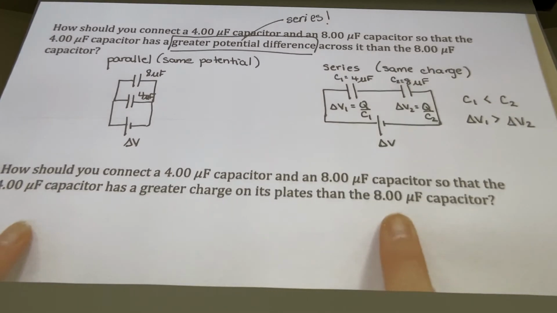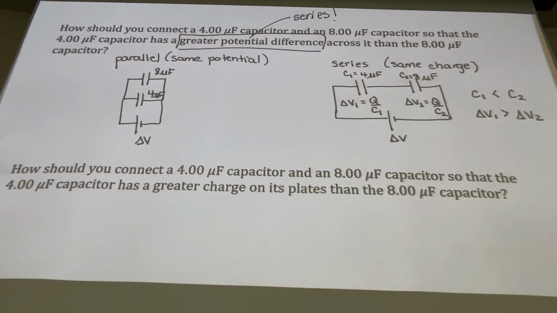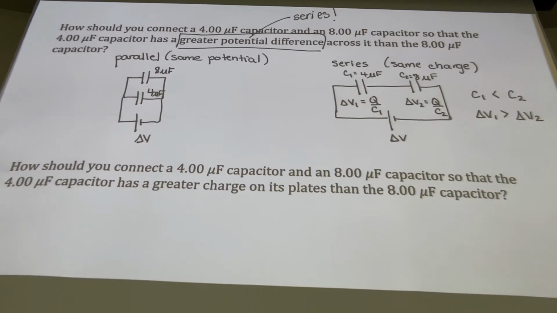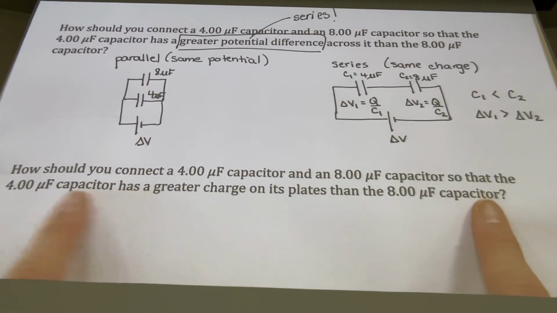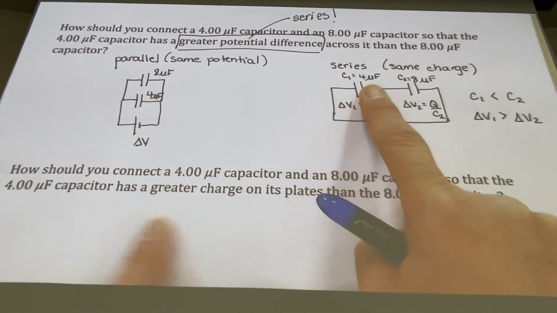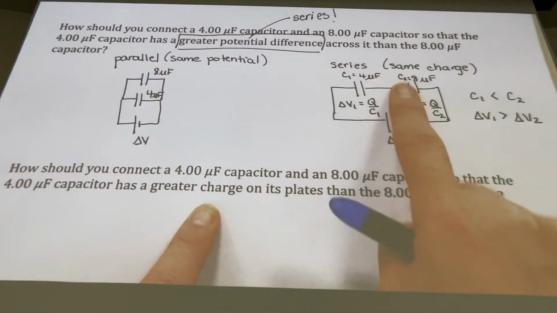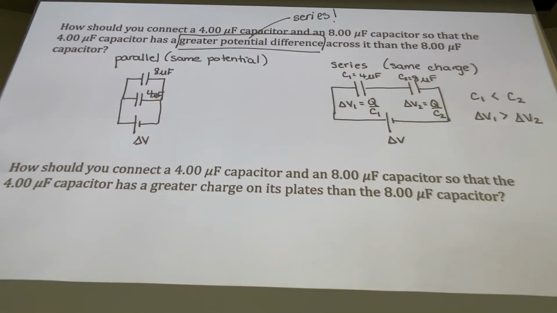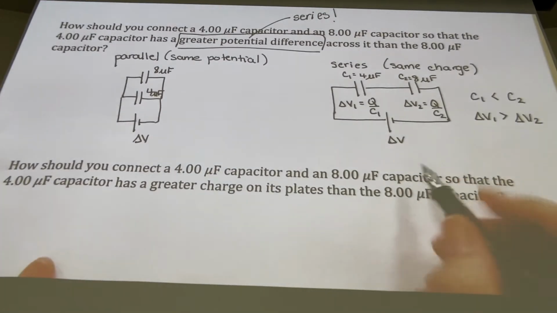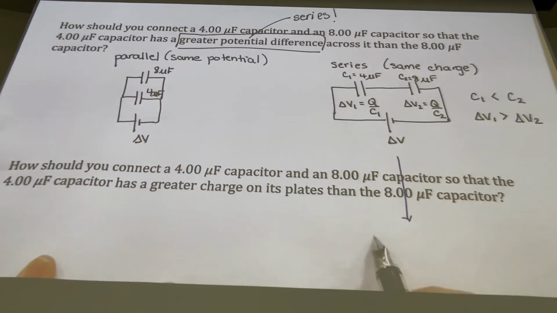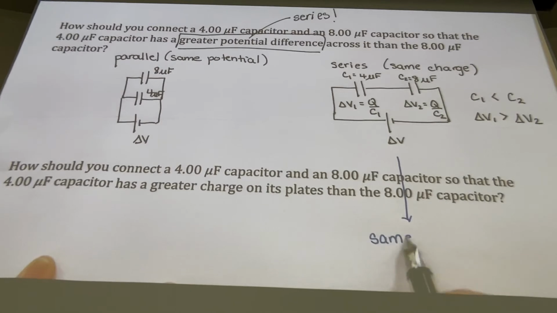Okay, next bit. So I guess now we've identified which one is the trick question since it wasn't the first one. How can we connect them so that the 4 microfarad has a greater charge? Right off the bat, if we continue thinking about our series combination, series has the same charge, so that's not the answer.